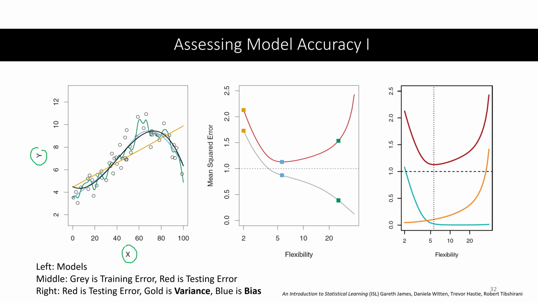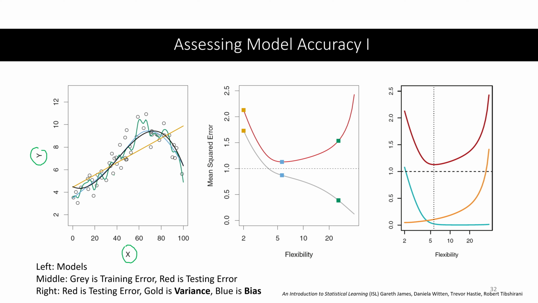The actual function that created these points is this black line. It created those points, and then there is some irreducible error added to those. But then we take those points and fit different models to them. We have 3 different models: the yellow one, the green one, and the blue one. You see the yellow one is the simplest one, the green one is the most complicated one.